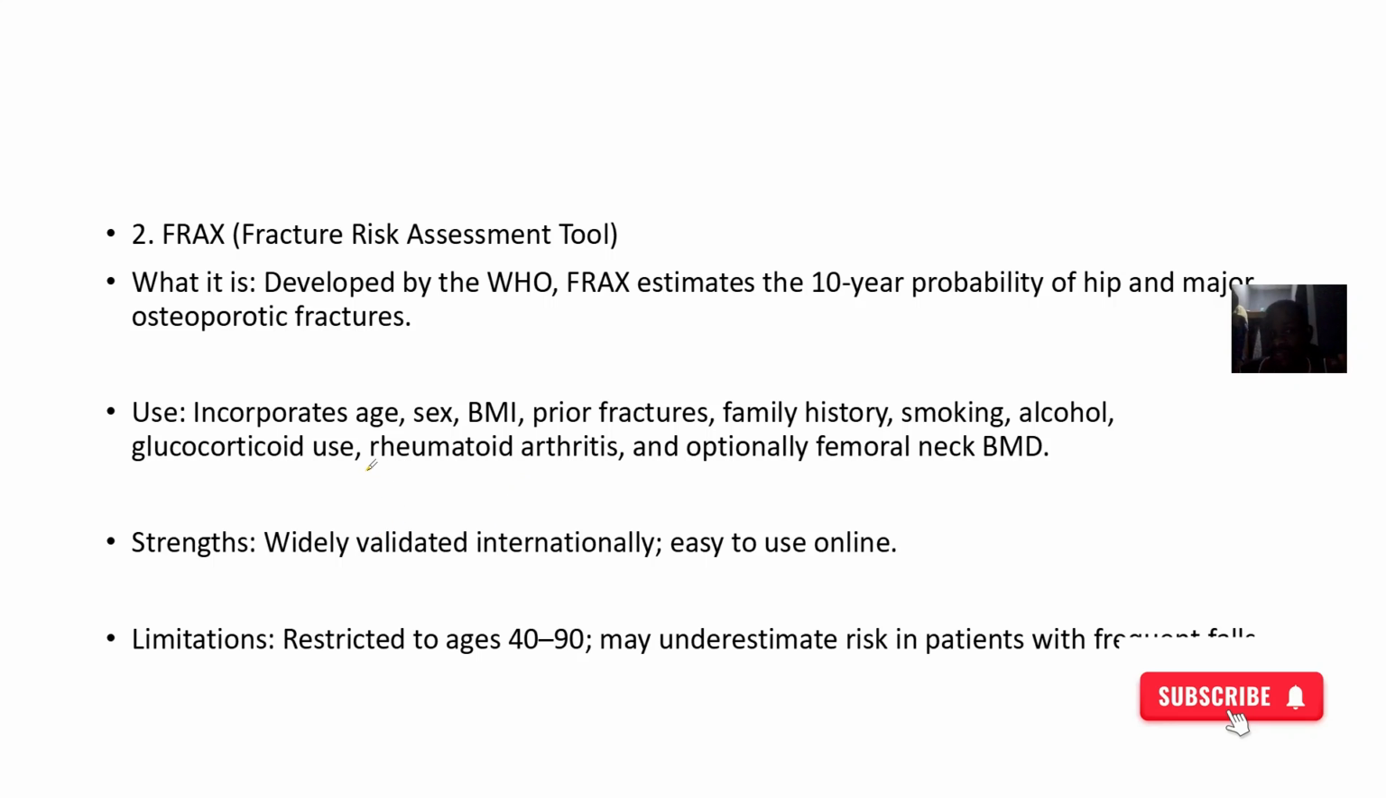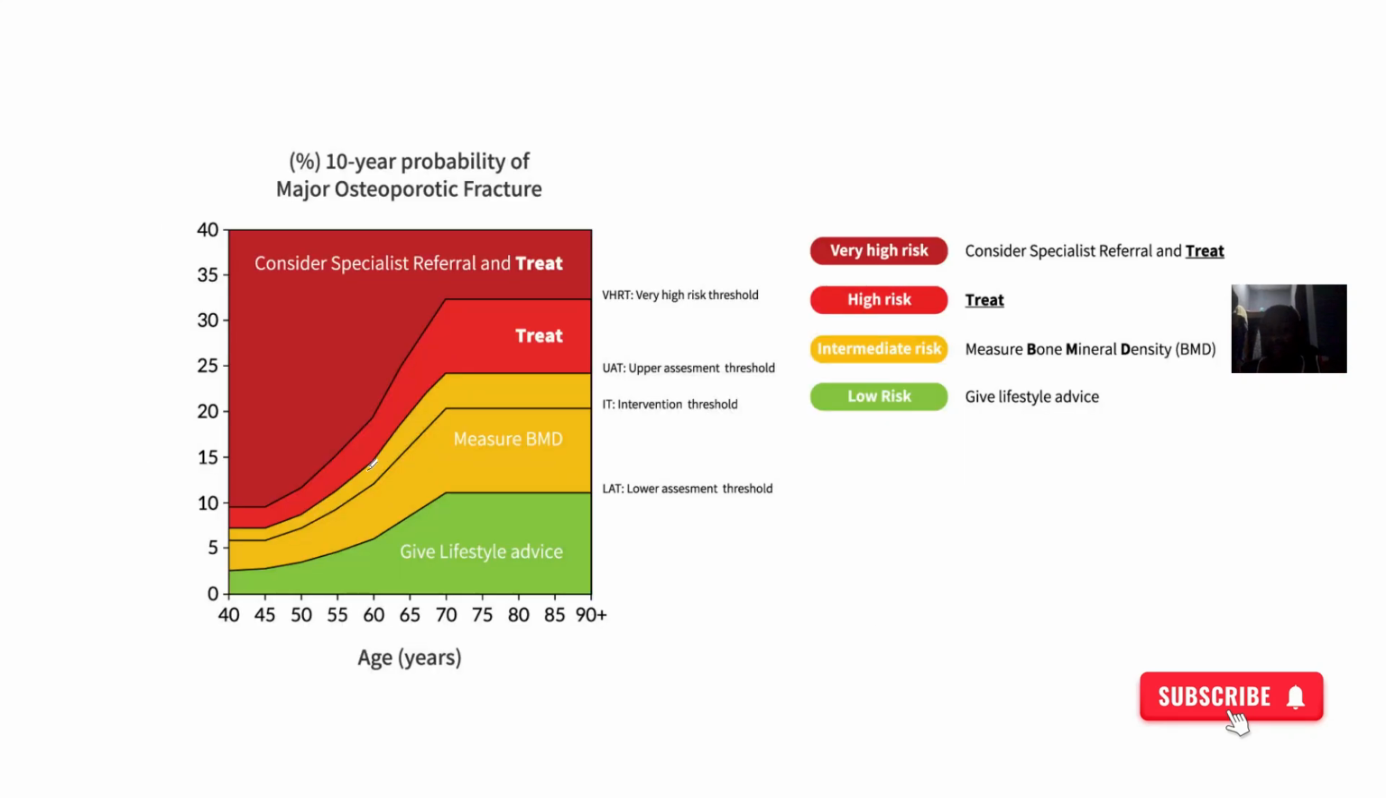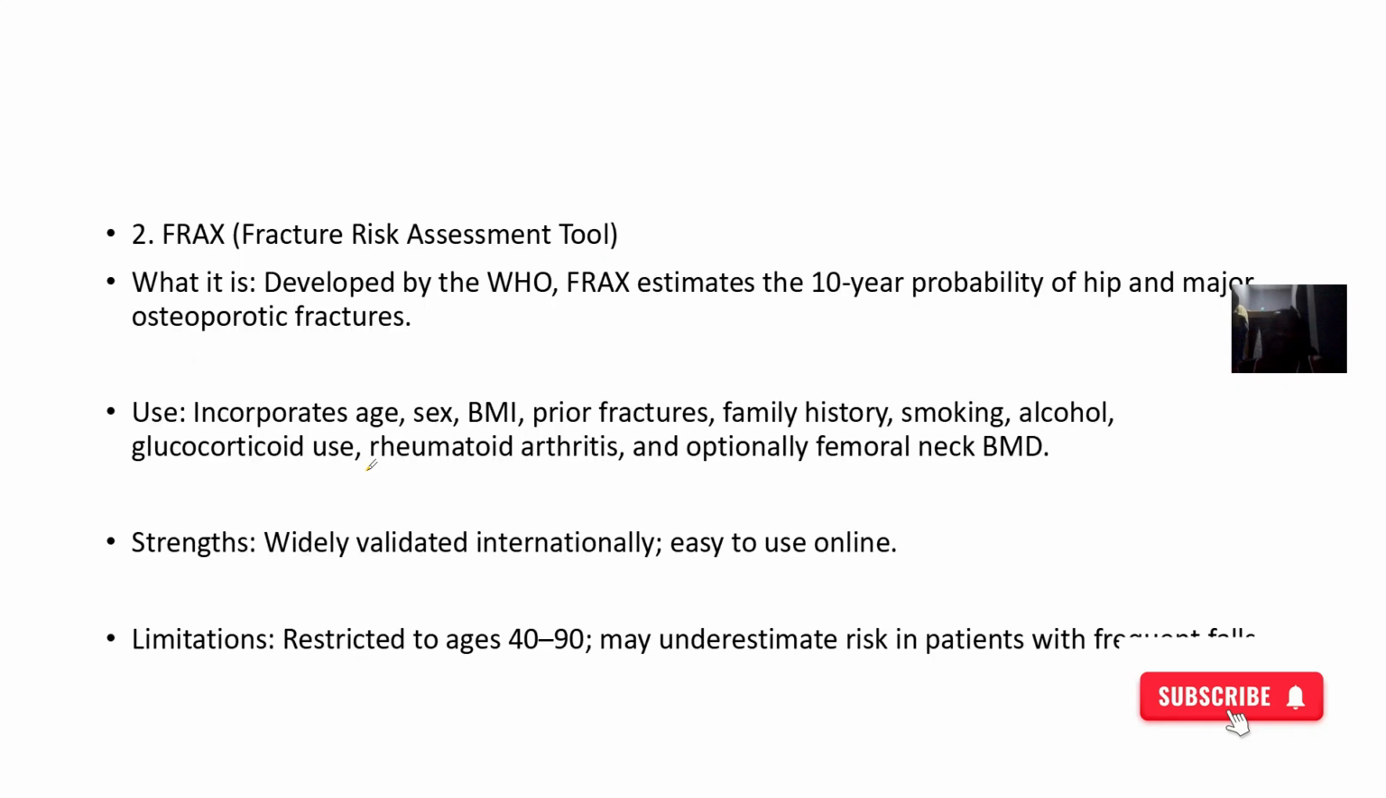So what does it look at? It looks at your age, your sex, your body mass index, and if you have ever had any fractures before. The patient too has to answer these questions. It looks at family history, whether other people have been suffering from a similar condition. It looks at if you have been smoking, taking alcohol, using glucocorticoids, or if you have had rheumatoid arthritis in your lifetime. And for the femoral neck, they'll do a test to look at the thickness of your femur.